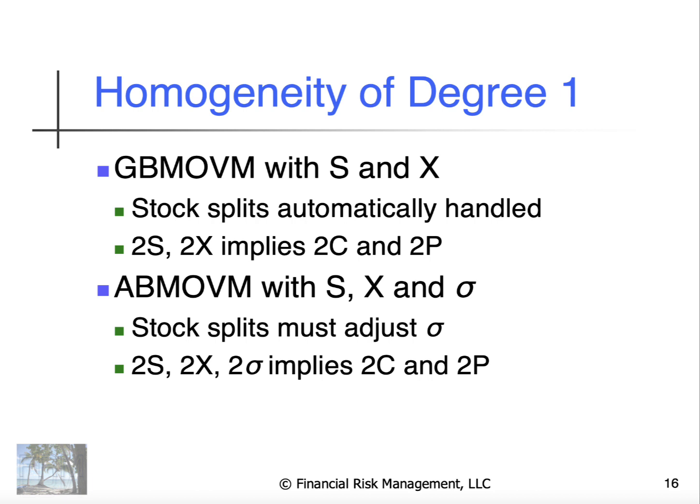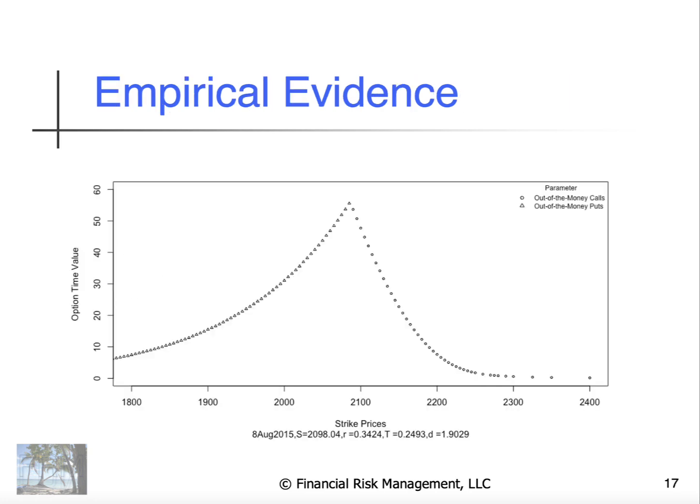One issue is the question of what's known as homogeneity of degree 1. GBM is homogeneous with respect to S and X. So a 2-for-1 stock split is automatically handled. If I doubled the stock price and doubled the strike price, the call price doubles and the put price doubles. The only difference with ABM is I have to also adjust the dollar volatility. So 2 times the stock price, 2 times the strike price, 2 times dollar volatility, or absolute volatility, results in 2 times the call price and 2 times the put price. It's not that difficult to address things like splits within ABM.